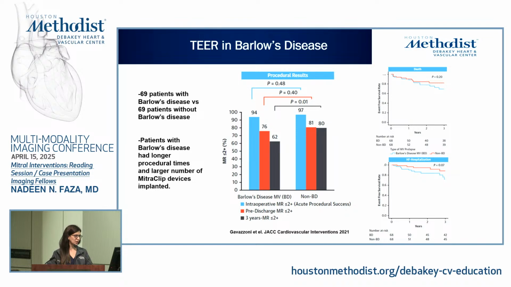There was no difference in the intraoperative success, acute procedural success defined by MR of 2+ or less. And there was no difference in the pre-discharge MR being 2+ or less. But patients with Barlow's disease tend to have more significant MR at 3 years. So again, pathologies that were previously excluded can now be tackled with the newer devices and advancements, I should say, and also the imaging techniques.